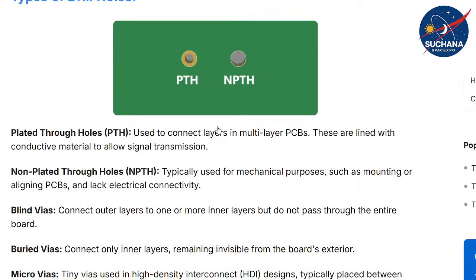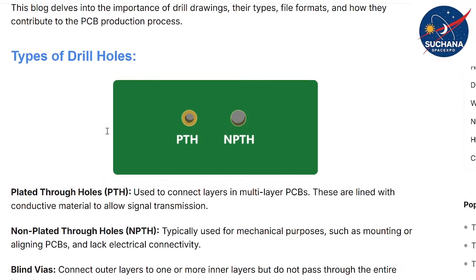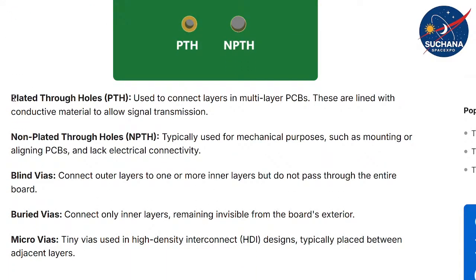Okay. So basically, we have different kinds of drill holes. The first one is the plated through hole, which we discussed just now, which has a conductive material lining it. And this is the non-plated through hole, which lacks the conductive lining and therefore has no electrical conductivity. So no signal transmission occurs through a non-plated through hole. Okay, so this is based on one classification.